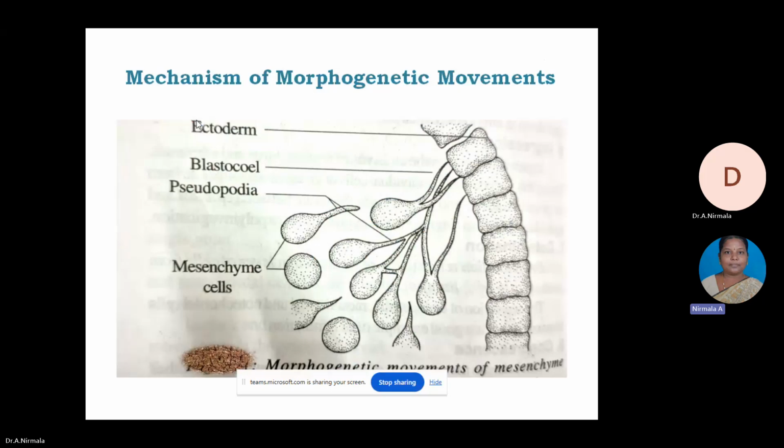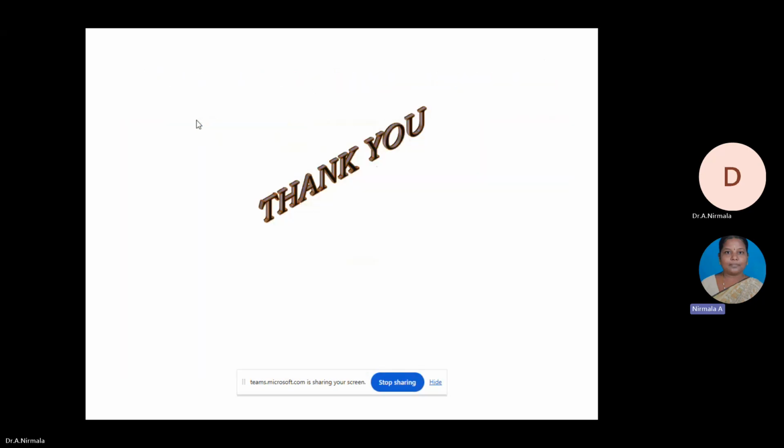The neck region of the bottle-shaped cells is firmly held together by cementing substance, and the cells in the blastopore region move inwards. The surface of the embryo in this region is pulled inward. This results in the formation of a pocket-like rudiment of the archenteron. This is about the mechanism of morphogenetic movement.